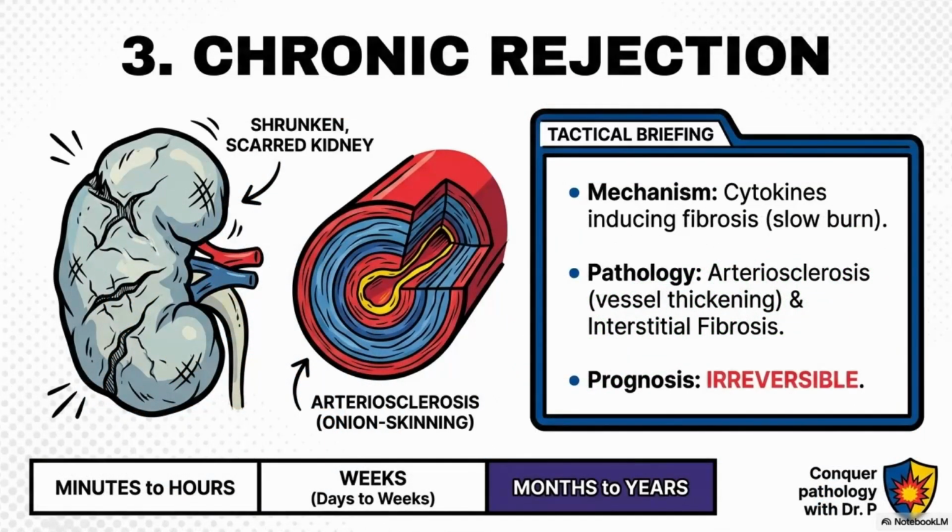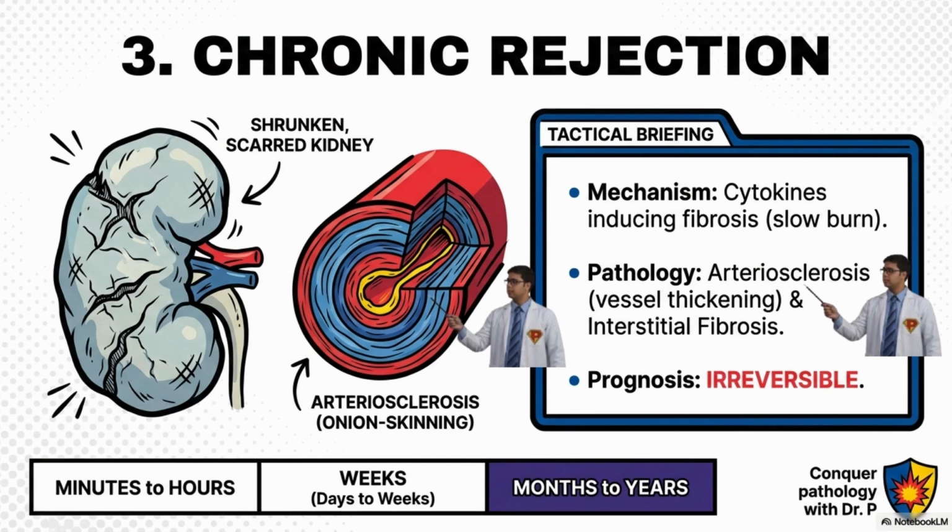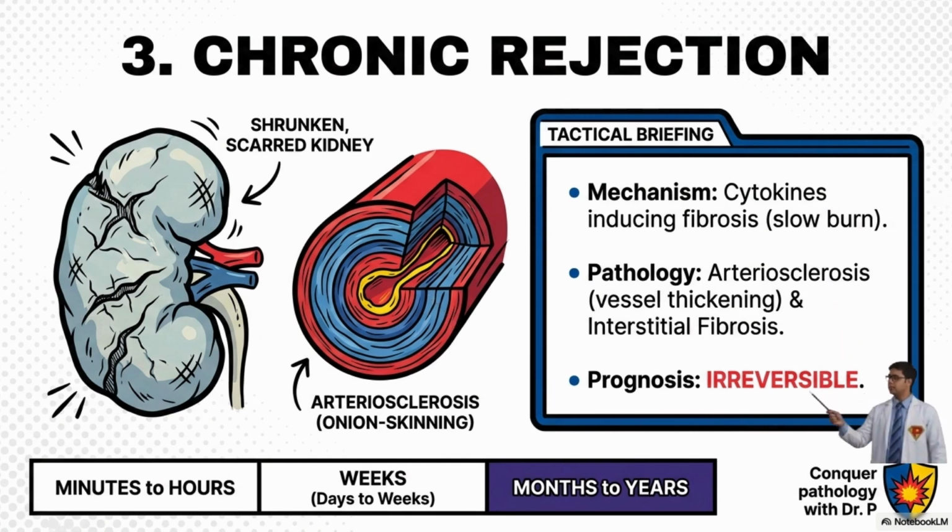Type 3, chronic rejection. The time frame is months to years. Look at that shrunken, scarred kidney. The mechanism is that cytokines induce fibrosis. It's a slow burn. The hallmark here is arteriosclerosis, vessel thickening that looks like onion skinning, plus interstitial fibrosis. It is irreversible, and once this starts, we can't stop it.